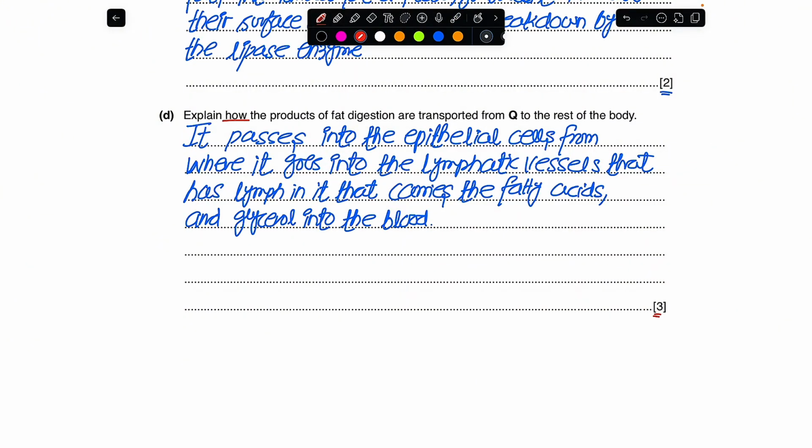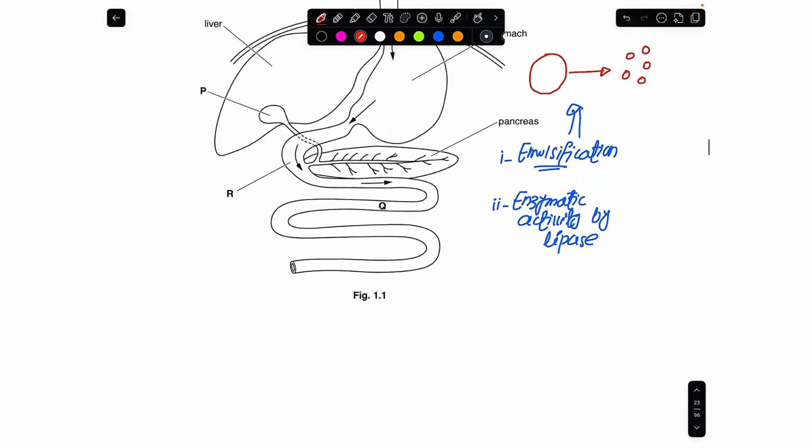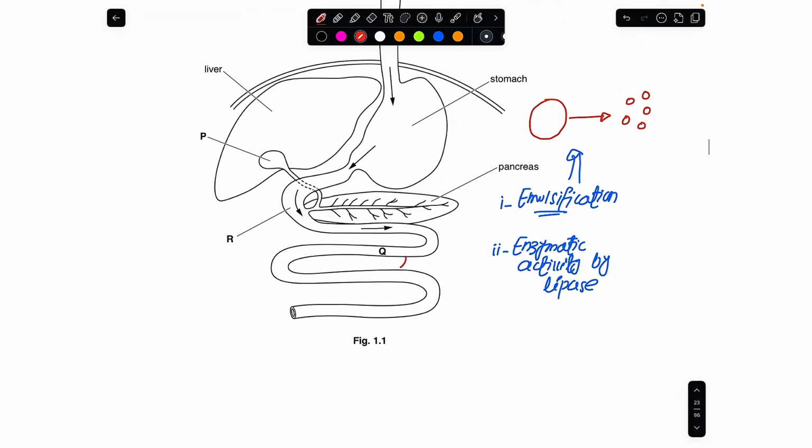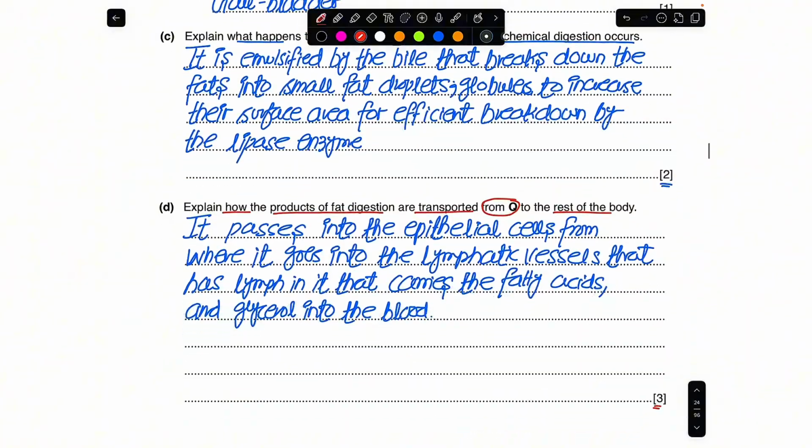If I come to the D part, for 3 marks what they are saying is: explain how the products of the fat digestion are transported from Q to the rest of the body. Now, at Q we have the breakdown products of the fat, that is the fatty acid and glycerol, and the question is how these would be transported to the rest of the body.